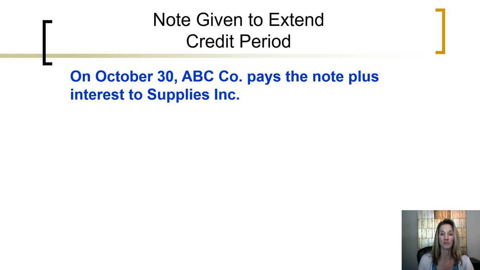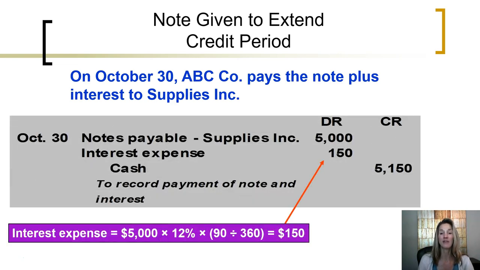90 days later, when ABC pays the note payable plus the interest to Supplies, they are paying off the liability, the note payable of $5,000. So they're debiting their liability to decrease it. But they're not only paying $5,000, they're also paying an additional $150, which is the amount of the note times the stated interest rate times the fraction of the year. Recall that this is an annual interest rate.